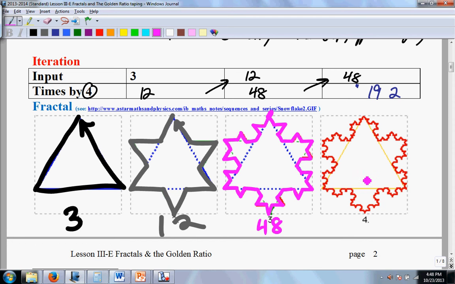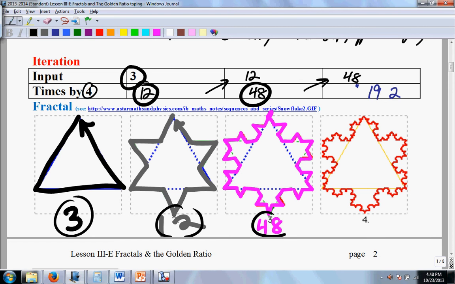Now don't panic. I'm not asking you to do that last one, but you should see that we had the 3 and then the 12, and then we went to 48. So this last one, whether you count it or not, has 192 sides. That's why we're not going to count it. We don't have half an hour, but that's what it would be. What you're seeing here is a fractal. These are fractals.